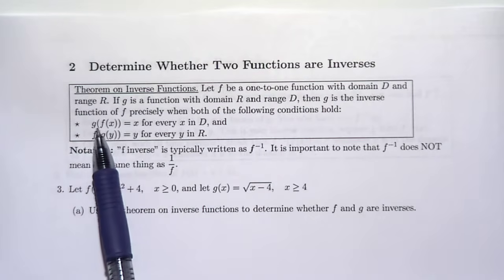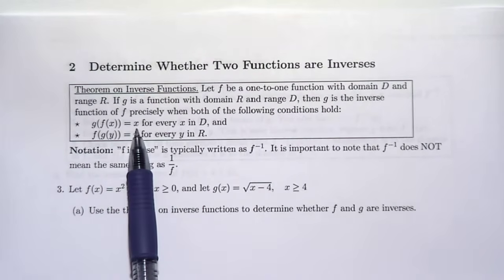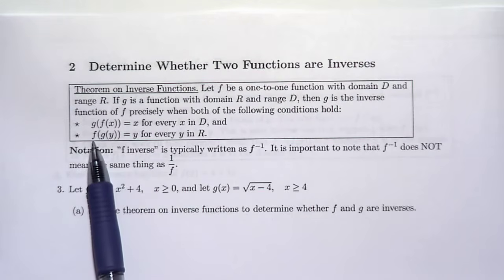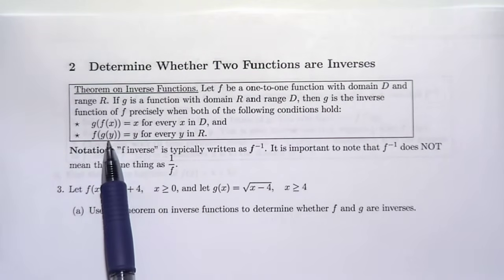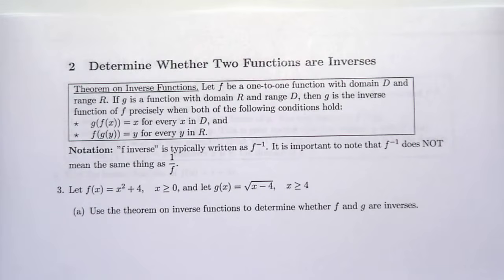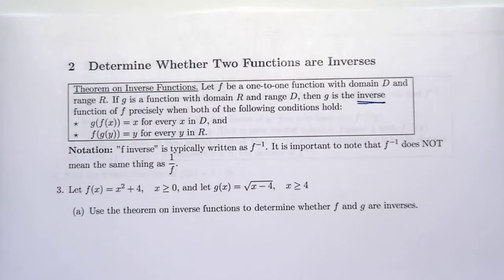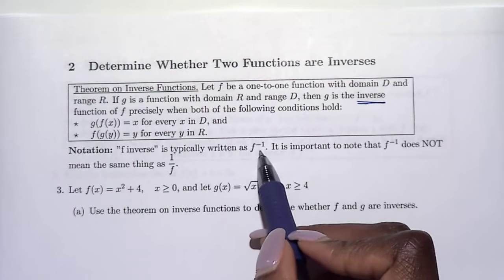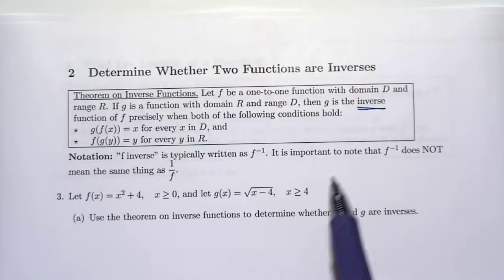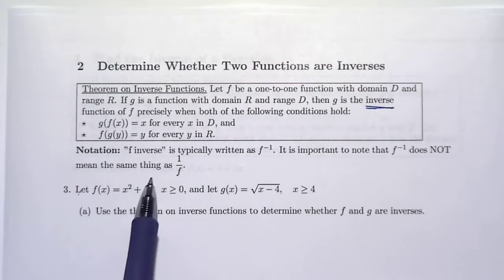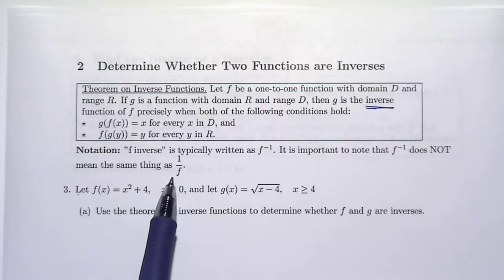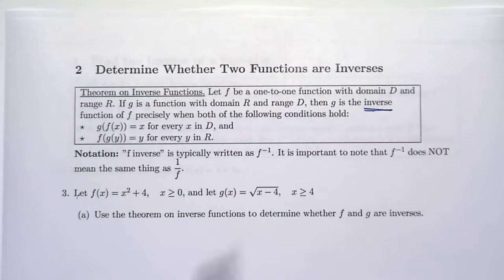If we take g of f of x and get exactly out what we put in, our x, and if we do f of g of y and get exactly out what we put in, our y, that means we have inverse functions. This is how we determine whether or not two functions are inverses. As for notation, f inverse is written as f raised to the negative 1. It's important to note that f inverse does not mean 1 over f. That is a reciprocal, which is different than an inverse.